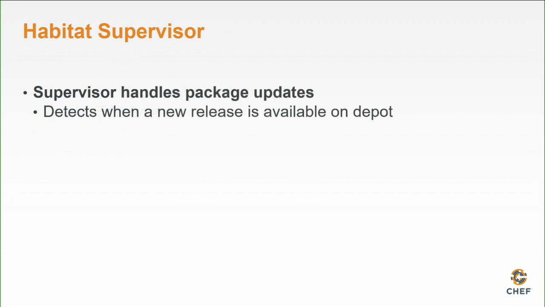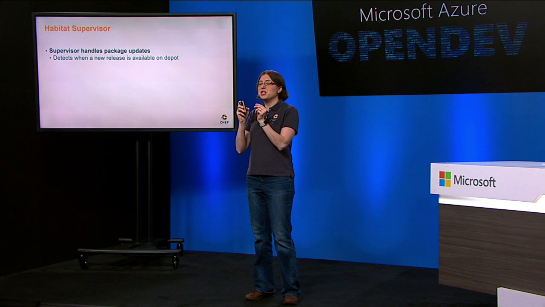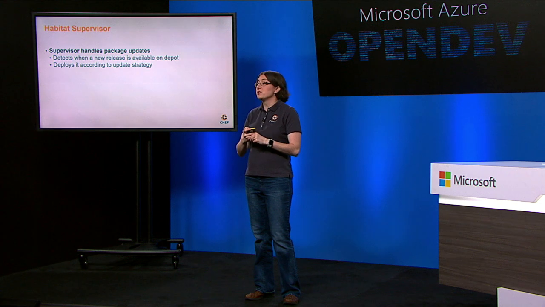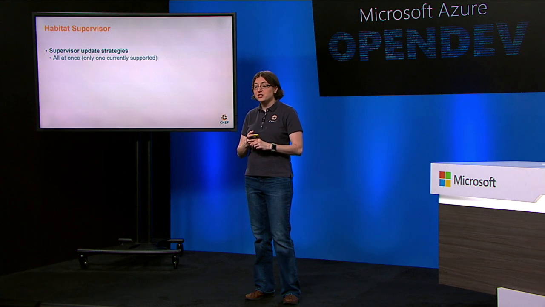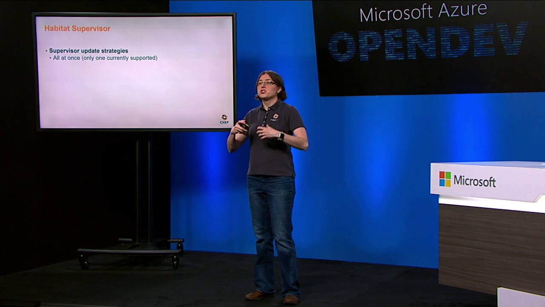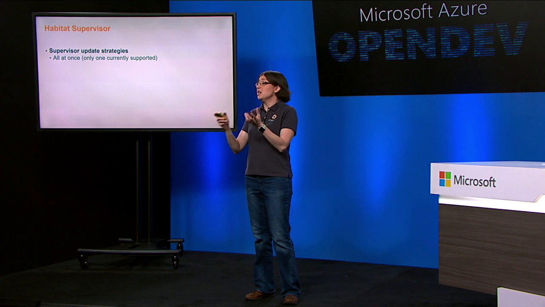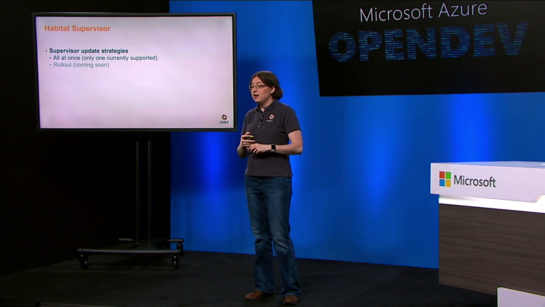So the supervisor is also in charge of handling updates to the package or configuration changes and rolling them out to the rest of the ring. Again, it's going to detect when a new release becomes available on that depot, and then deploy it according to a defined update strategy. Now, the only update strategy currently supported is all at once. So that means when a new package becomes available, all the supervisors in the ring will update to that new package immediately. However, we will soon add one called rollout.